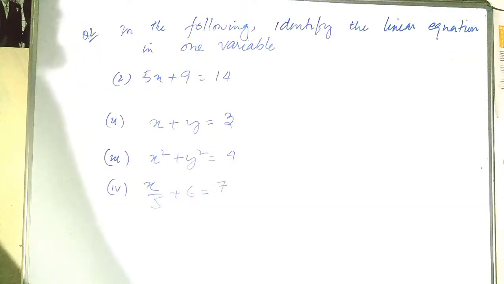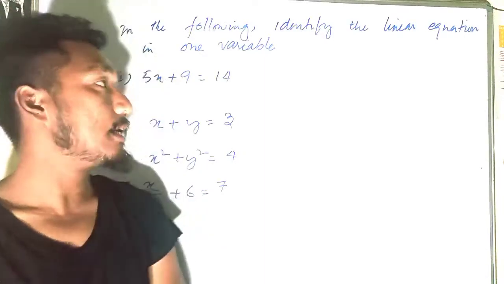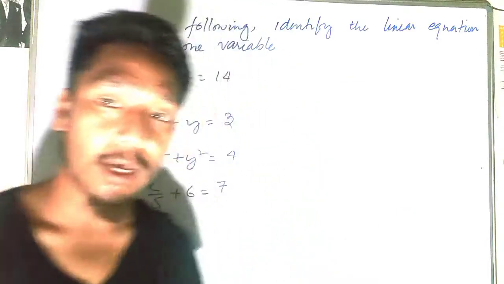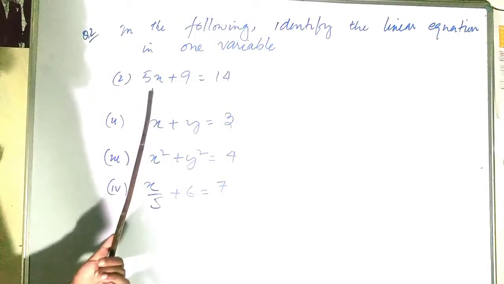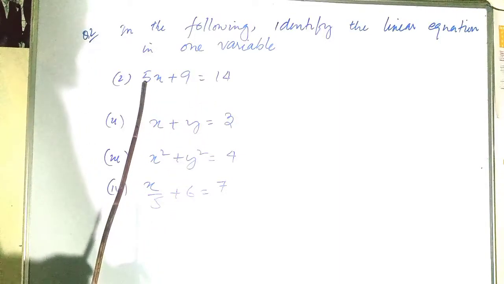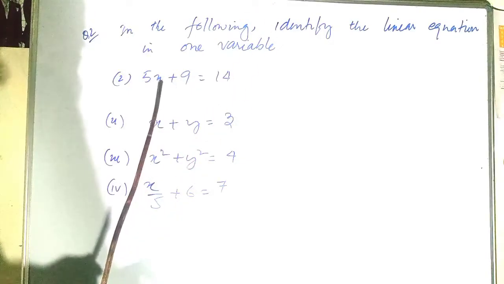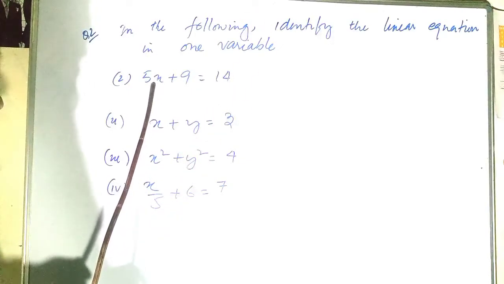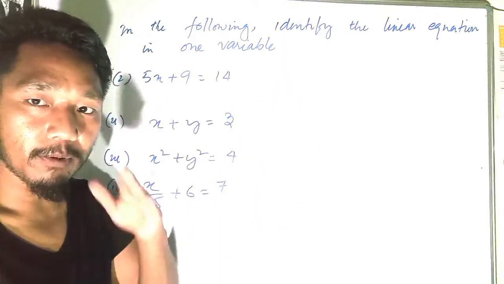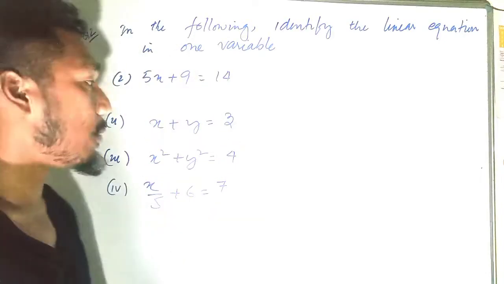Here our question is: in the following, identify the linear equation in one variable. Linear means the power should be only one. In one variable means that there should not be more than one unknown value. First, you see 5x plus 9 is equal to 14. Here 5 is a constant, 9 is also a constant, 14 is also a constant. The unknown value is only x, and this x has only power 1. That means this is a linear equation in one variable.